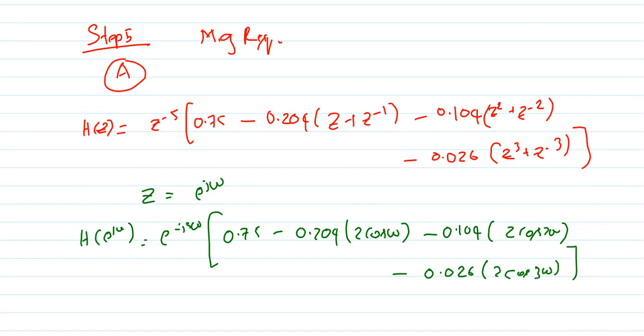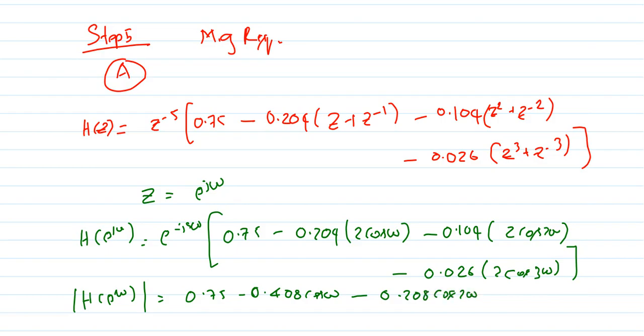Okay, so now when you take the magnitude of H of e power j omega, we want only the magnitude. We want to make a magnitude plot, so the phase term will become 1, so this will be 0.75 minus, if you multiply, 0.408 cos omega minus 0.208 cos 2 omega minus 0.052 cos 3 omega. This is my H of e power j omega.